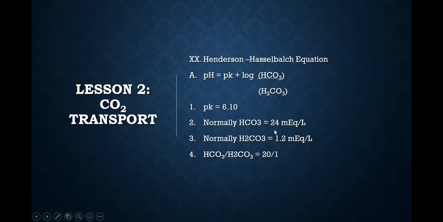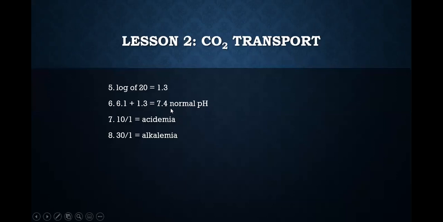If we look at the normal, normal bicarb is 24, and the normal carbonic acid is 1.2. So 24 over 1.2 is going to still give you around 20. It's real close, and the log of that is going to give you about 1.3. So that's how they found it. So pK is always 6.1, and the log of 20 over 1 is always 1.3. So 6.1 plus 1.3 is 7.4. That's how they get 7.4 as a normal pH.